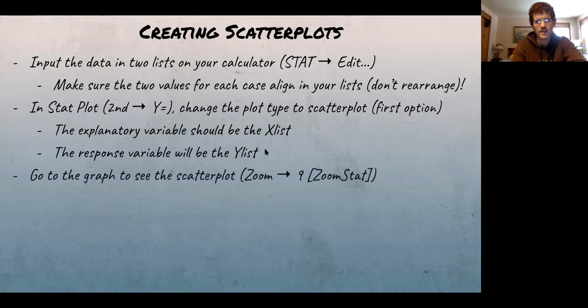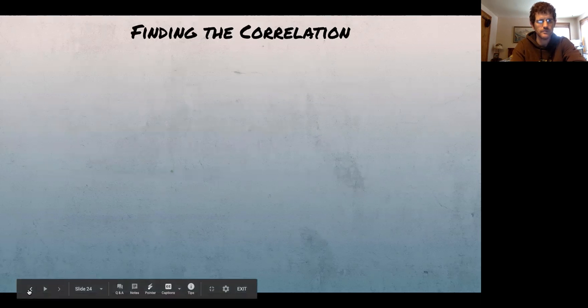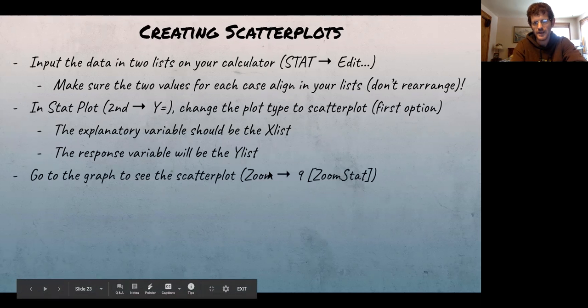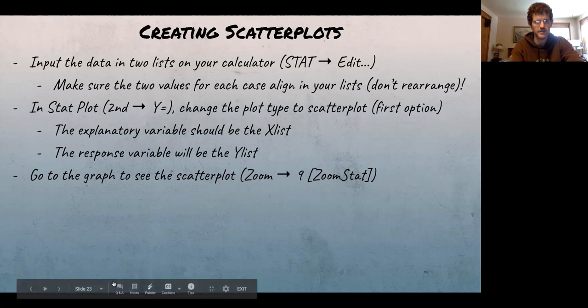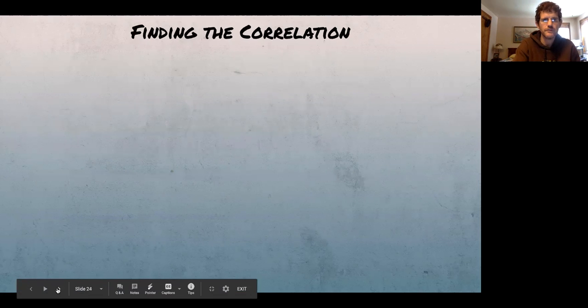Now we can look at the scatter plot by doing zoom 9. And we already have practice with that. You hit the zoom button, you just hit number 9, and then you'll zoom right into the scatter plot that you created. It's a pretty straightforward thing.